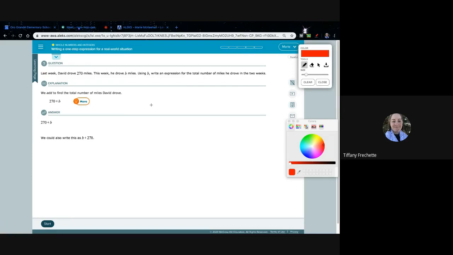Because a lot of the time, if we just see this equation, 270 plus b, we don't really relate it to anything in our life. But if we get a story behind it, it all of a sudden means something. So word problems just give you a background. They give you meaning. So last week, David drove 270 miles. This week, he drove b miles. Using b, write an expression for the total number of miles he drove in 2 weeks.